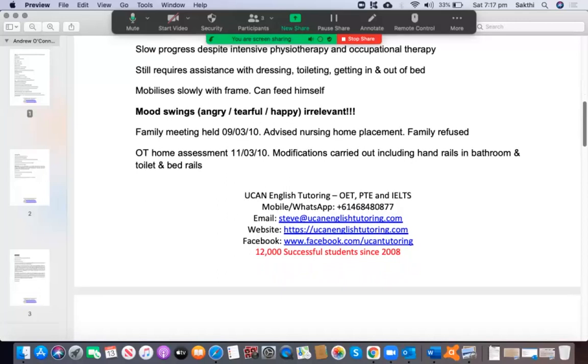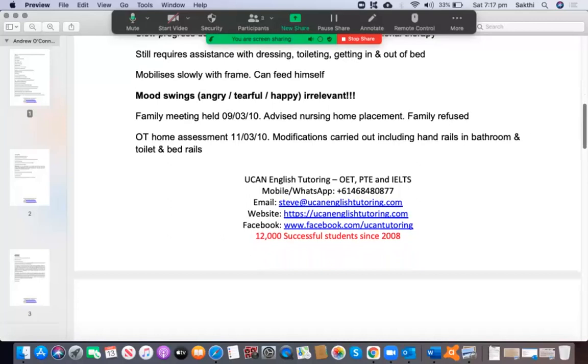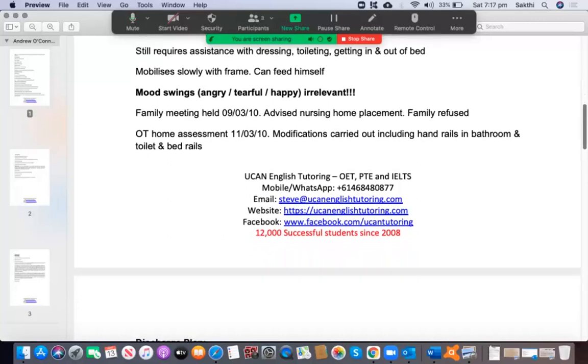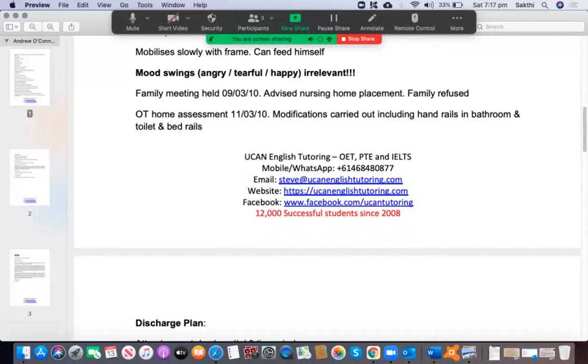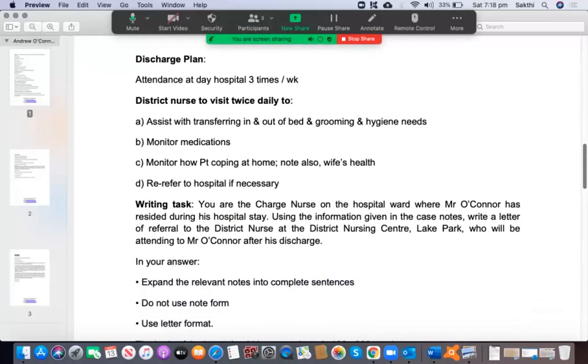First meeting held on blah, blah, blah. Advised nursing home placement, family refused. OT home assessment, 11-3. Okay, modifications carried out, including handrails and bathroom. They have already been done. Can you see this? Modifications carried out. Yeah, they have already been done. Occupational therapy assessment has already been done. So you don't need to worry too much about that, but you should. Yeah, I think the one that you have mentioned is all right.